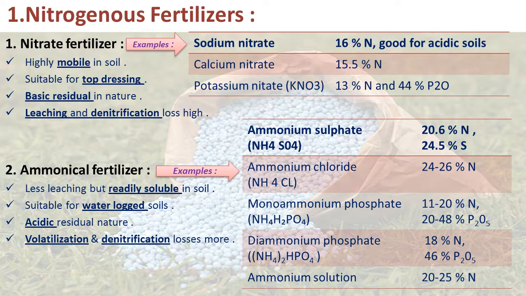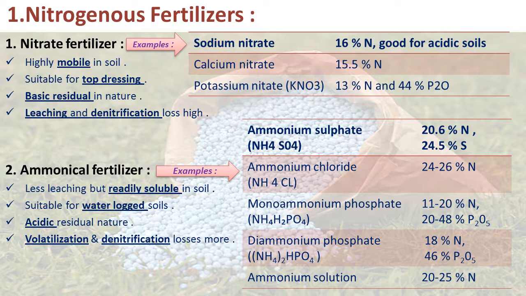Volatilization and denitrification losses are more when the pH is higher. When higher pH occurs, then the denitrification and volatilization process will start. Then let's talk about examples of ammoniacal fertilizers. One is ammonium sulfate, (NH4)2SO4, that contains 20.6% nitrogen and 24.5% sulfur, and it is most suitable for crops like paddy, tea, groundnut and sugarcane.